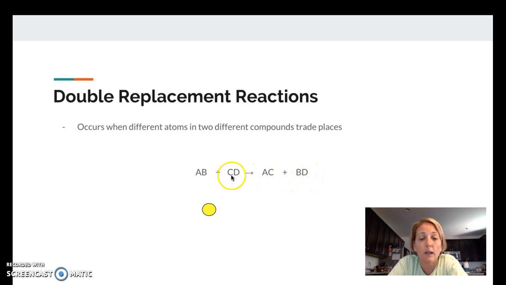So what has happened here? The C took the place of the B, and then the D took the place of the other one as well. I'm sorry, the CD broke up and created a new compound here. So compound AB broke up and became compound AC. Compound CD broke up and became compound BD. If we do that in terms of colored circles, here is compound AB plus compound CD, that yields compound AC plus compound BD.